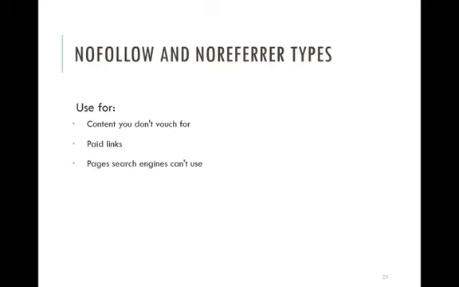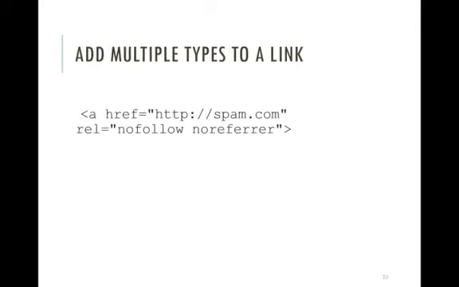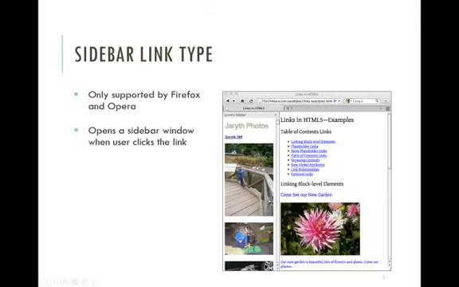The nofollow and noreferrer types are used for content that you don't vouch for. These are going to be things like paid links or pages search engines can't use. You also can add multiple types to a link. Keep in mind if you're using the sidebar element in HTML5, at this time only Firefox and Opera support it.